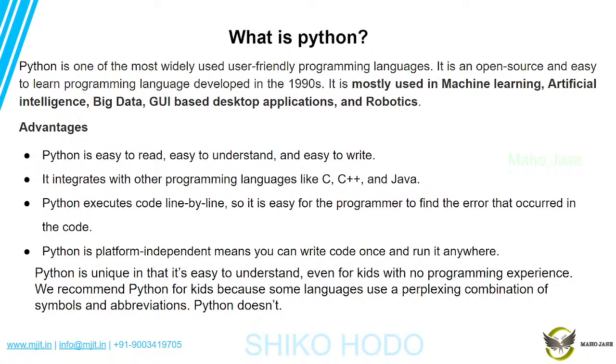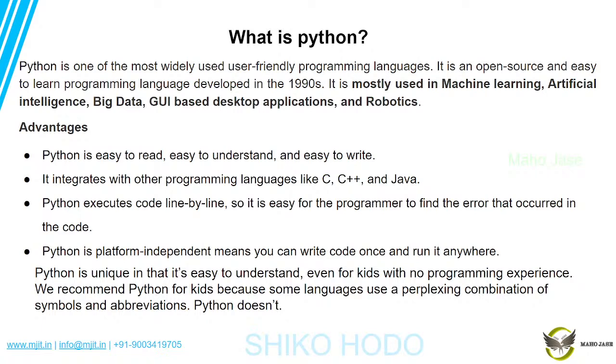And then Python is unique in that it is easy to understand, even for kids with no programming experience. We have seen earlier the Apple game. It was actually built by a 9 year old kid with no experience in programming. What he did was simply drag and drop some of the conditions and loops, and he successfully built the Apple catching game.